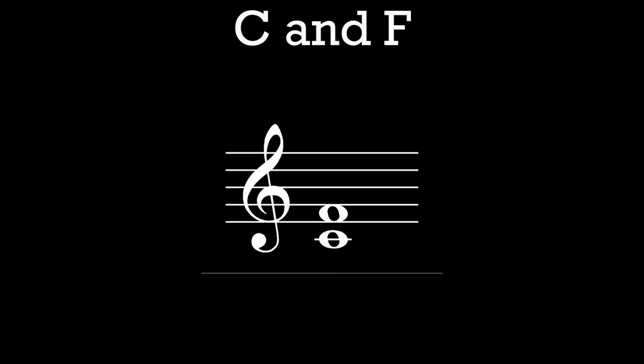F is a perfect fourth, or a perfect 11th, above C. A sus4 chord is a strong choice, depending on where we're coming from. You could also do like C minor 11.